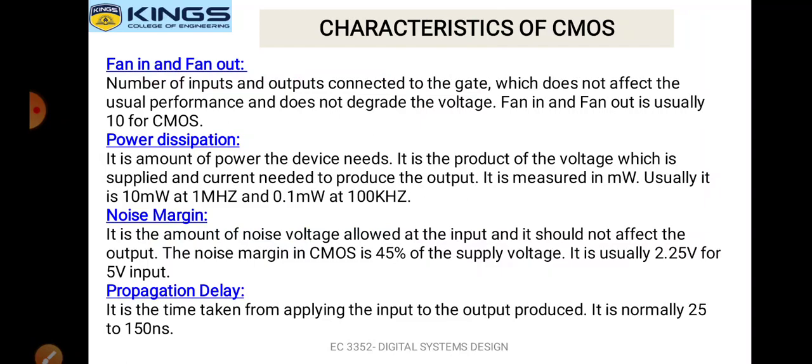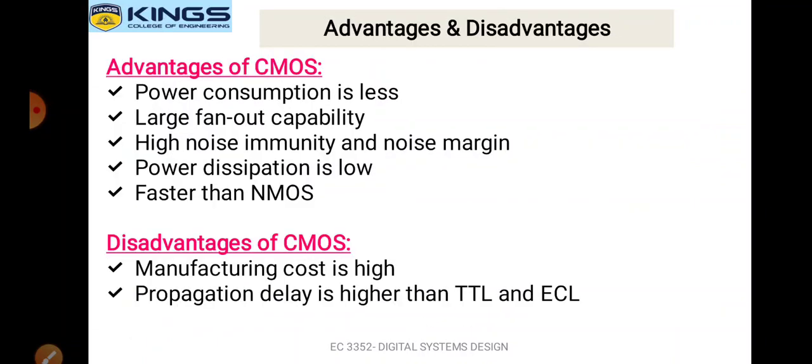Next one is power dissipation. Power dissipation is the product of the supplied voltage and the current needed to produce the output. Next one is noise margin. It is the amount of noise voltage allowed at the input that should not affect the output. The noise margin for a CMOS is 45% of the supply voltage. Next one is propagation delay. It is the time taken from applying the input to the output being produced. It is normally 25 to 150 nanoseconds. These are all the characteristics of CMOS.